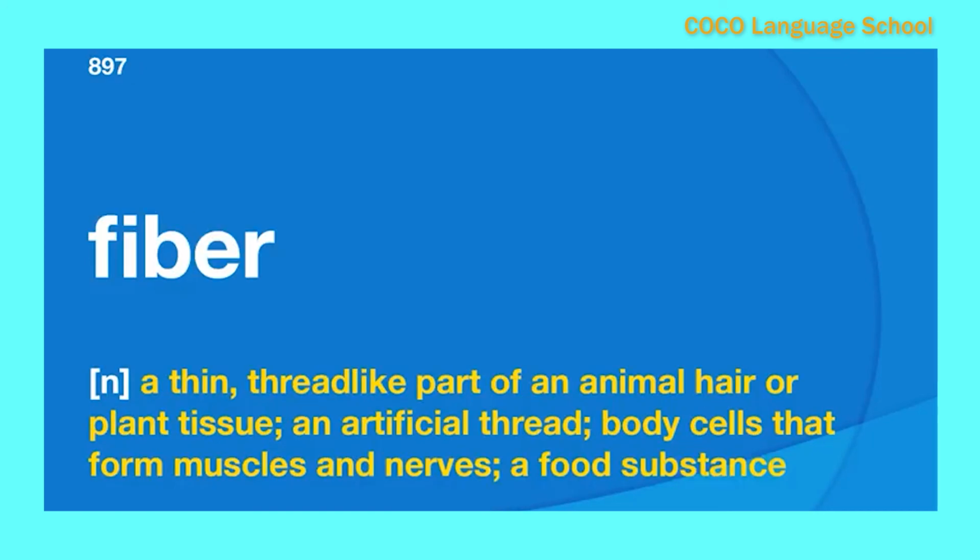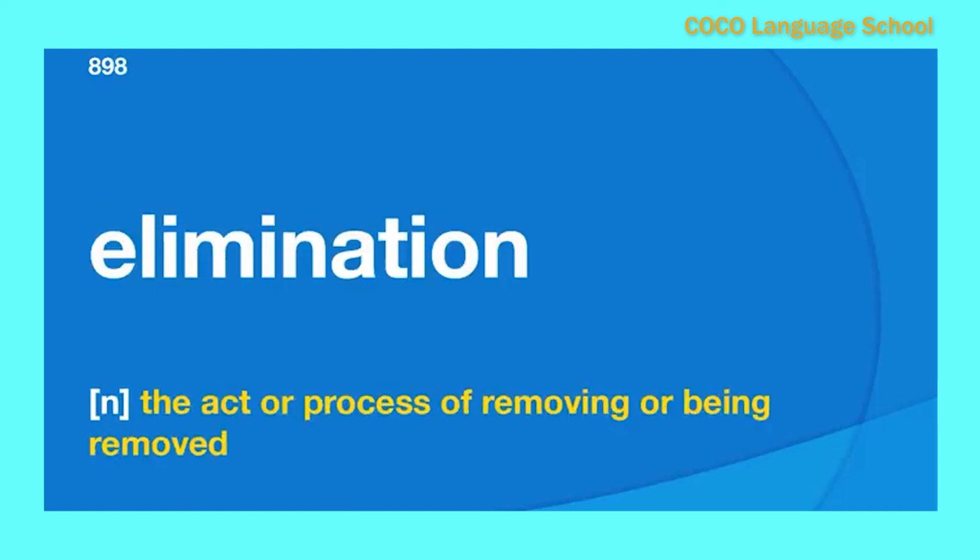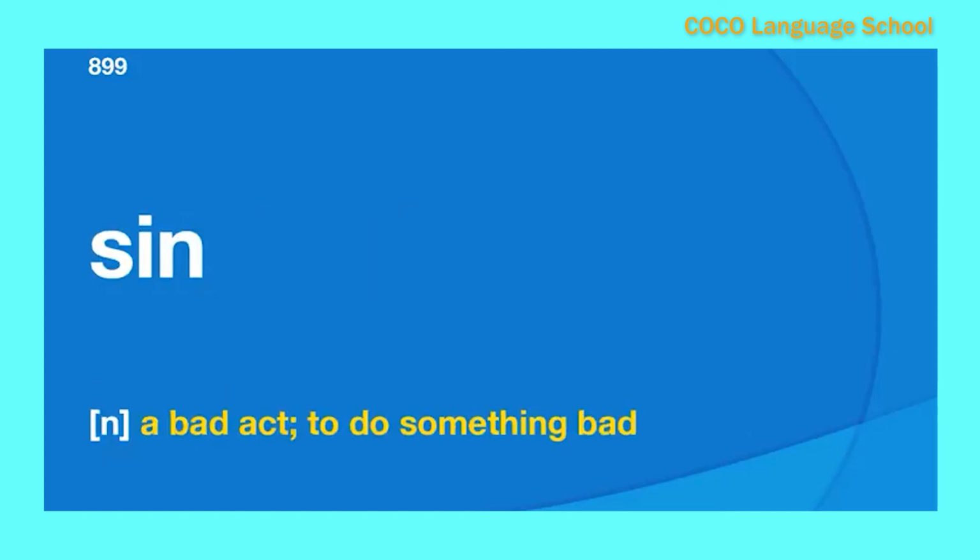A thin, thread-like part of an animal, hair or plant tissue, an artificial thread, body cells that form muscles and nerves, or food substance. Fiber. The act or process of removing or being removed. Elimination. A bad act, to do something bad. Sin.